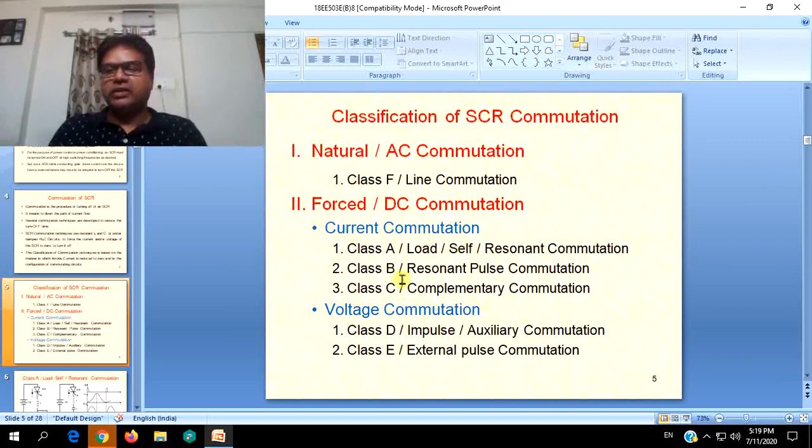Current commutation is further divided into class A commutation, which is also called load, self or resonant commutation, class B resonant pulse commutation, and class C complementary commutation. Voltage commutation is divided into class D impulse or auxiliary commutation, and class E or external pulse commutation. Just remember them in the sequence: class A, B, C, D, E and F commutation, which is natural commutation. Now we will discuss class A commutation first.